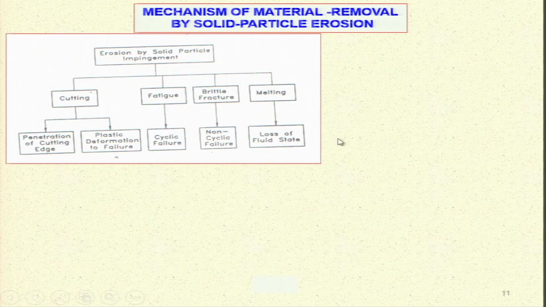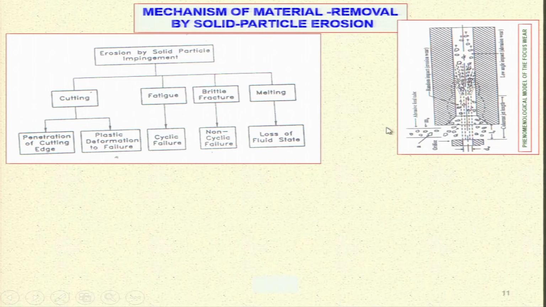Mechanism of material removal by solid particles: erosion by solid particle impingement in cutting, penetration of cutting edge, plastic deformation to failure. In case of fatigue, cyclic failure takes place; brittle fracture takes place on non-cyclic failure; and melting takes place, loss of fluid state. This I have already explained. You can see here the abrasive water jet cutting coming over here, and this is the orifice through which the jet will be coming out.